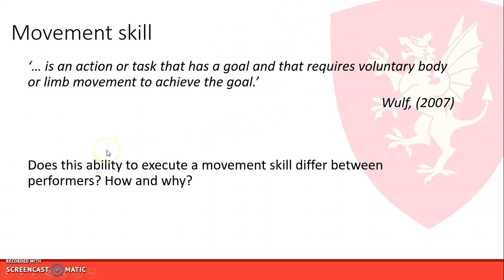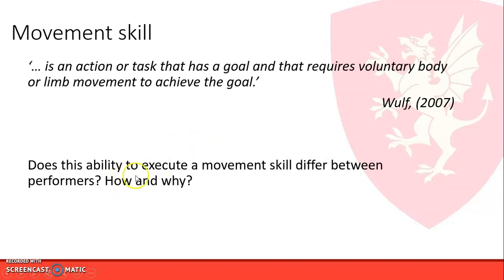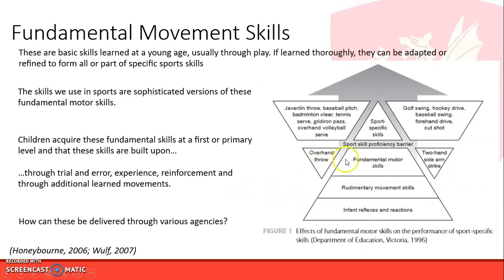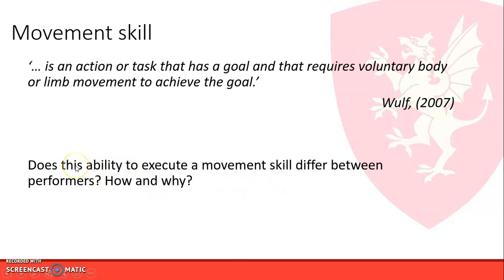Now, I posed a question there, which we did in the lectures. Does the ability to execute the movement skill differ between performers? How and why? Ultimately, yes, they would, and largely that's because of this. We link back: those that have had less experience and less opportunity to develop fundamental movement skills are going to have a lower ability to execute the movement skills. By having as many different experiences as possible to develop these, the individual has a higher ability to execute movement skills, because they have a larger memory, a larger experience bank to draw upon. So just consider that, particularly towards the latter part of your assessment.